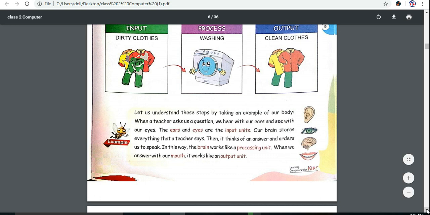Okay. So in this, input is your ears and eyes, and process, who does the processing? Your mind. And output, how are you giving your output? Because of your mouth. So here, input is your ears and eyes, processing unit is your brain, and output is your mouth. Okay, so that's all. I hope you understood this cycle, input, process, output, because it's very important. On the basis of this only computer works, so you need to understand this.